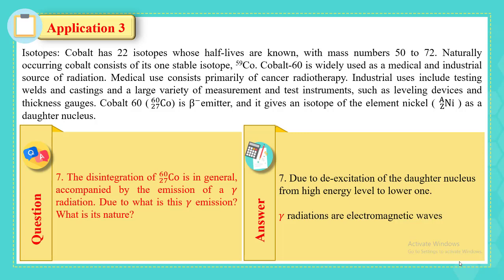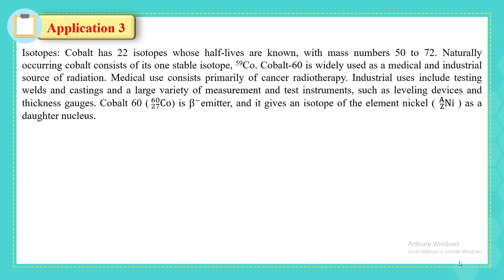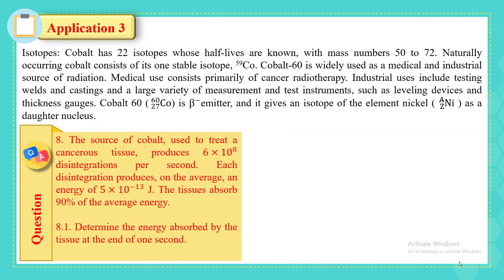In the given of question 8, we have a cobalt source that is used to treat cancer tissue. This source produces 6 × 10⁸ disintegrations per second. And in each disintegration of cobalt, an energy of 5 × 10⁻¹³ joule is produced. The tissue absorbs 90% of this energy.